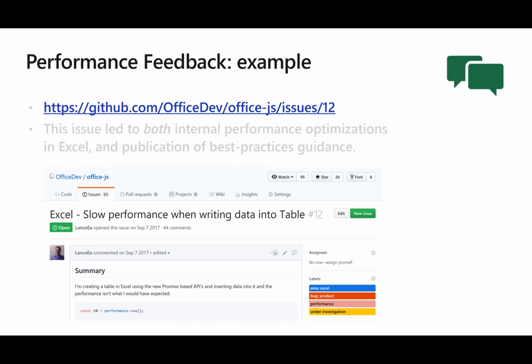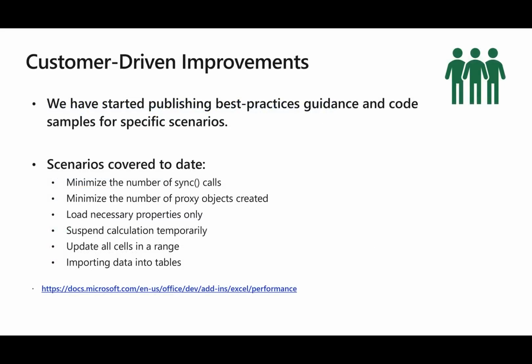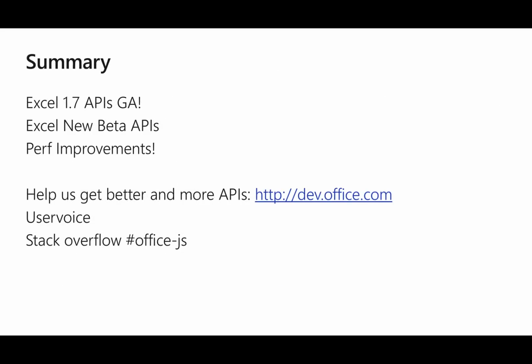You can find some examples in GitHub about how you can improve performance, as well as recommendations that we are giving you to have more performant add-ins, such as minimizing the number of syncs that you have in the API, only loading the properties that you need, and so on and so forth. So with that, that was a glimpse of what's included in 1.7. I played with a few of the new things that are coming, and I also shared some perf improvements that we are doing in the platform.